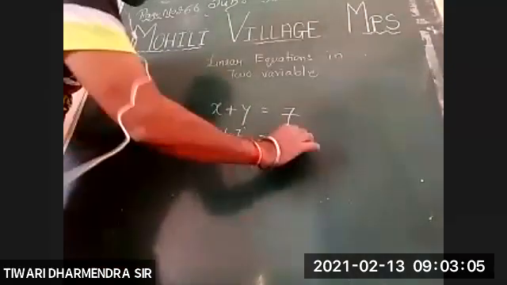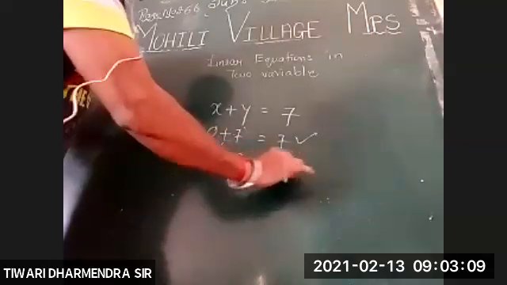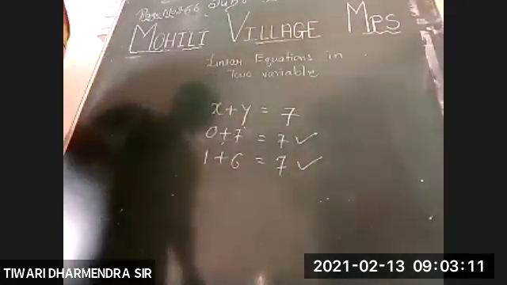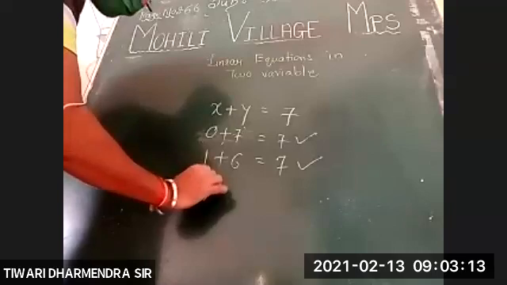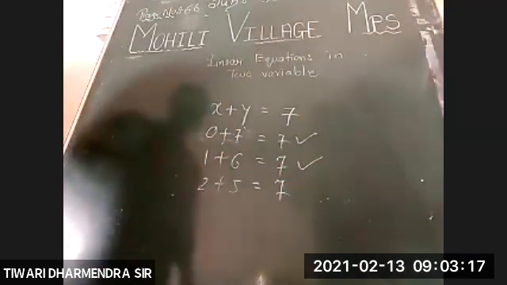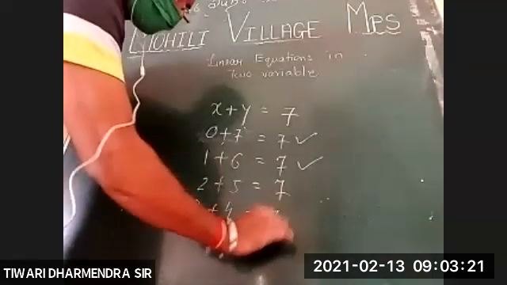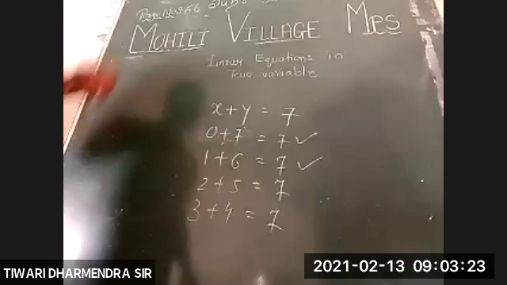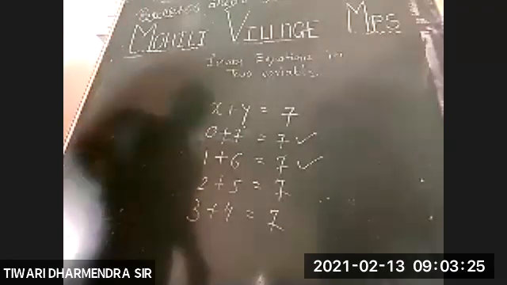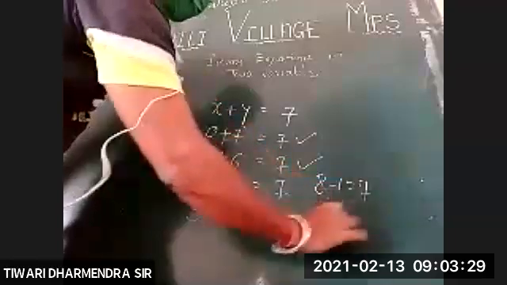Yeah, that is true. 1 plus 6 equal to 7, even that is true. 2 plus 5 is equal to 7, yeah, that is true. 3 plus 4 is equal to 7, even this is true. No problem. Somebody will say, sir, I'm having 8 minus 1 equal to 7. Yeah, even this is true.